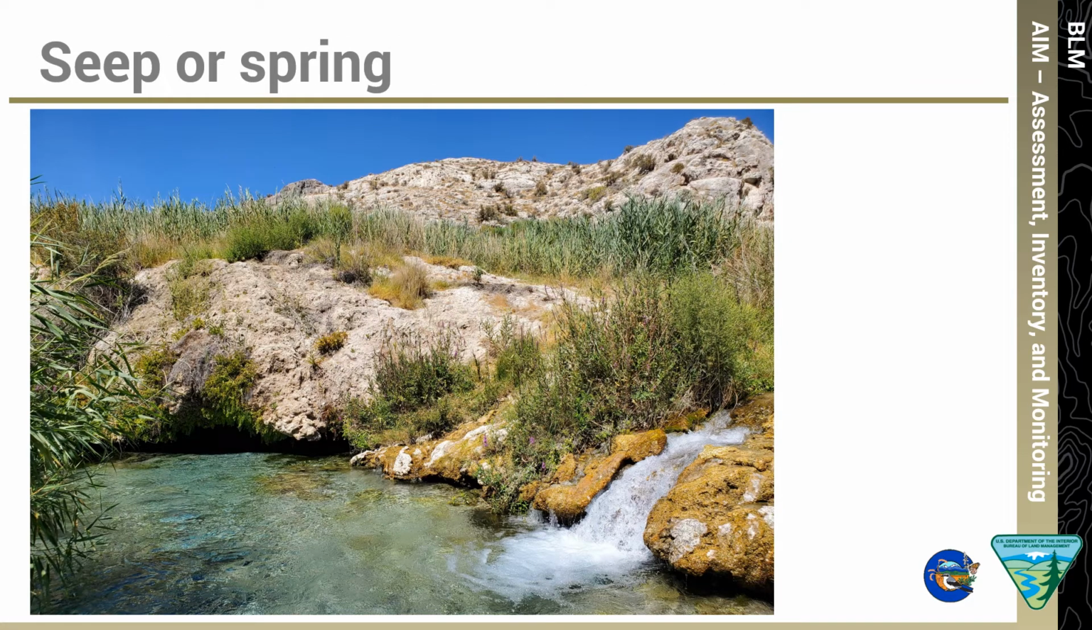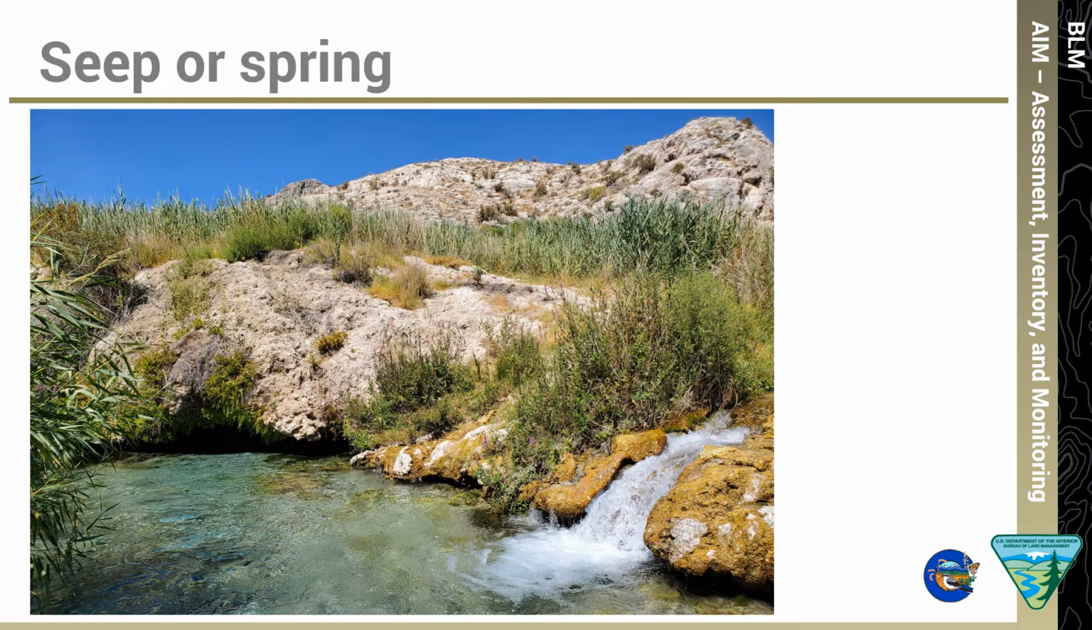A seep or spring is a localized point of groundwater discharge. Use this water source to indicate a specific point source of groundwater discharge, such as a spring head. This water source can occur on its own or in conjunction with regional groundwater discharge.